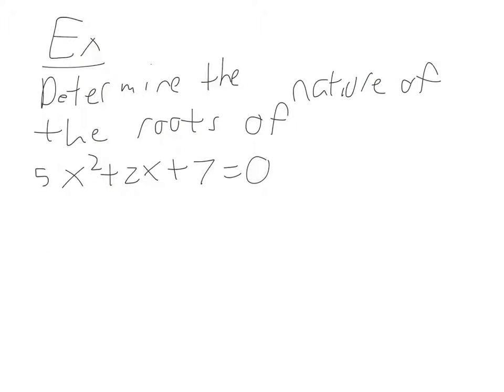For example, if I tell you to determine the nature of the roots of 5x squared plus 2x plus 7, meaning I want to know if the roots are going to be real or complex, and if they're real, if it's going to be 1 or 2 real roots. So, if we notice, our a is 5, our b is 2, and our c is 7. So we can look at the discriminant to determine whether the roots are going to be real or complex, if they're going to have an i in them or not.